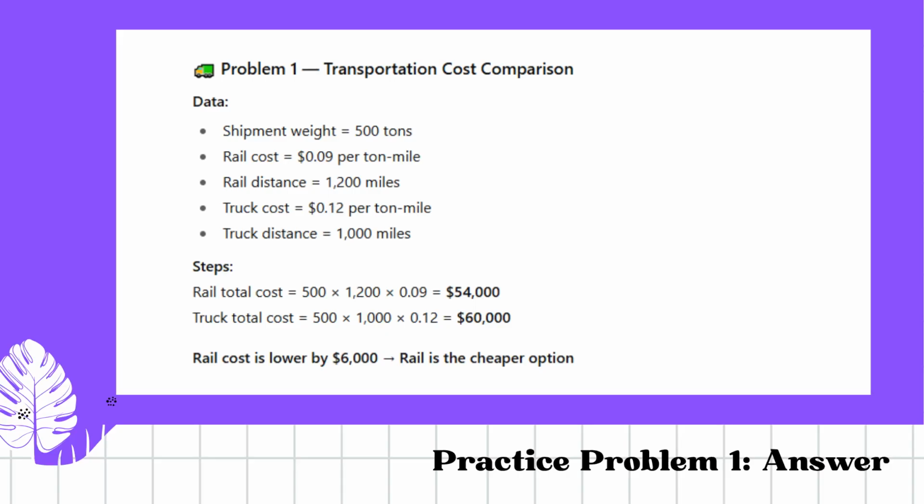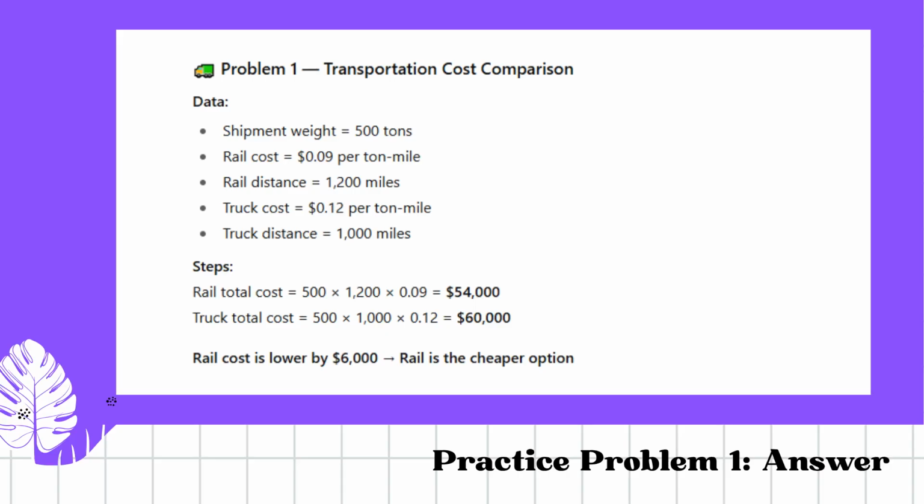Data. A shipper needs to move 500 tons of cargo from Chicago to Houston. If it travels by rail, the cost is 9 cents per ton mile for a distance of 1,200 miles. If it travels by truck, the cost is 12 cents per ton mile for a distance of 1,000 miles. Which option provides the lower total cost?